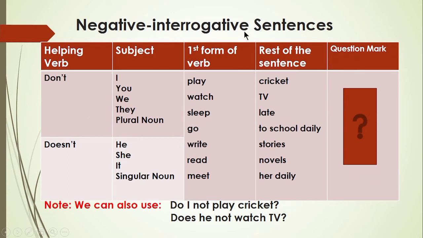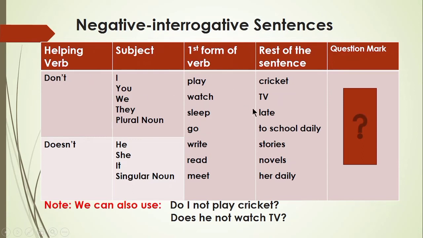Negative interrogative sentences. Now, how to make negative interrogative? Those sentences where we have a negative as well as interrogative structure. So we bring don't and doesn't to the start of the sentence, then the subject according to the do or does, like plural and singular. Then we have the first form of the verb, then we have the rest of the sentence, and finally we have a question mark. For example, don't you play cricket?